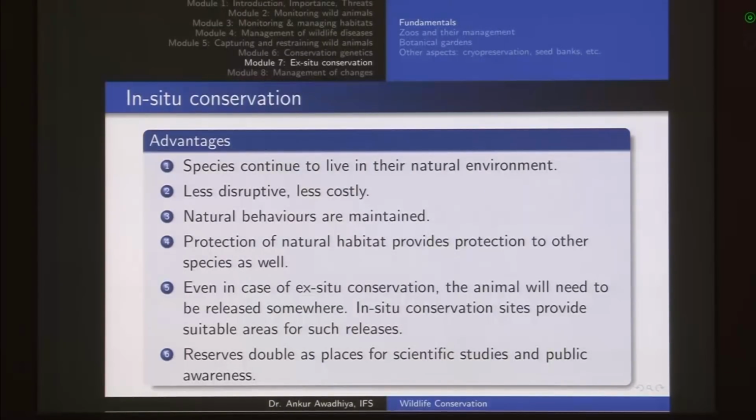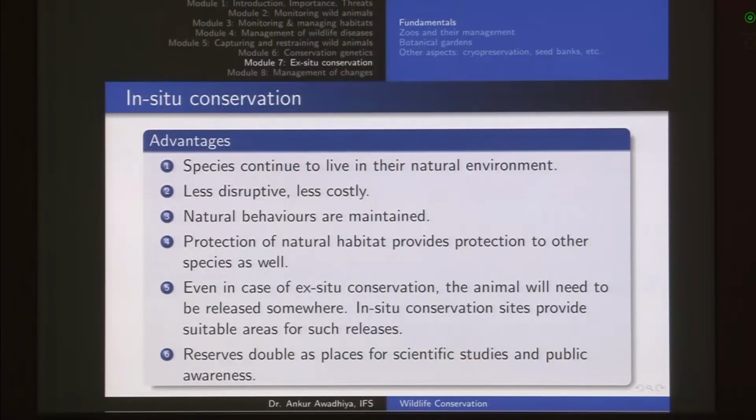So for instance, when we are talking about the ex situ conservation of a rhinoceros, we created a captive breeding facility for them. So the number of rhinoceros went up. Now what do we do with those rhinoceros? They will need to be released somewhere. Now if there is no forest left, then where are we going to release them? So in situ conservation needs to be done at the same time along with the ex situ conservation, so that we have some natural areas in which we can release our animals from the ex situ conservation facilities as well.